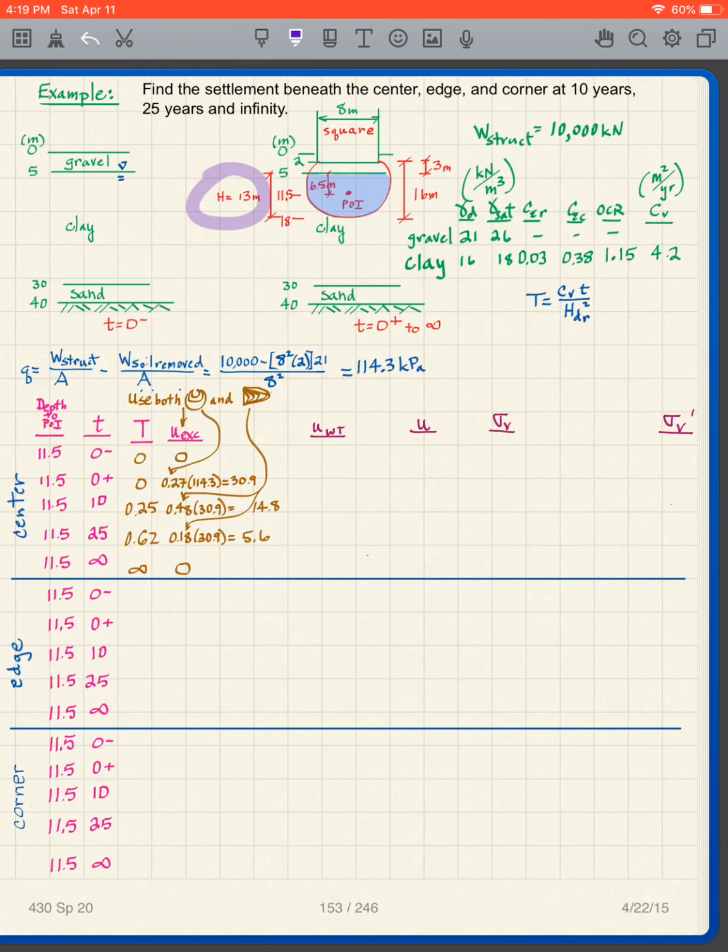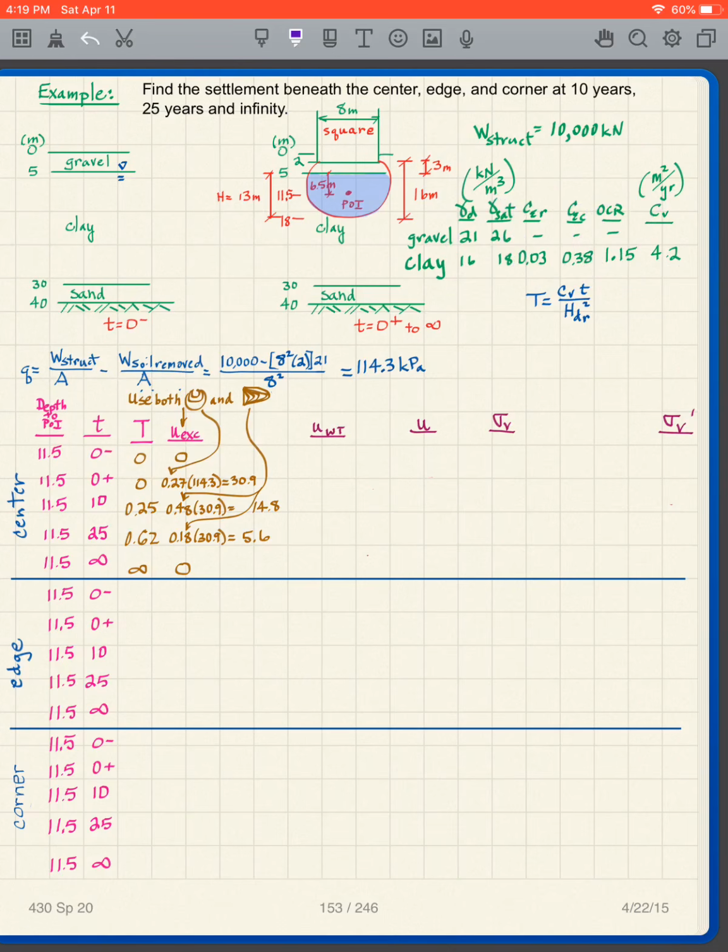Recognize that some of this is a little bit of a review. We've already done this. The weight of our structure is 10,000 kilonewtons. We have all of our soil properties here: our unit weights, our C epsilon R, our C epsilon C, our OCR is 1.15, and our C sub V is 4.2 square meters per year.